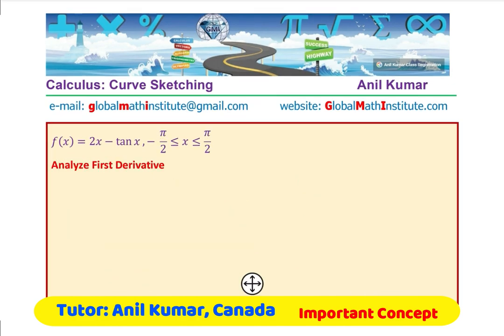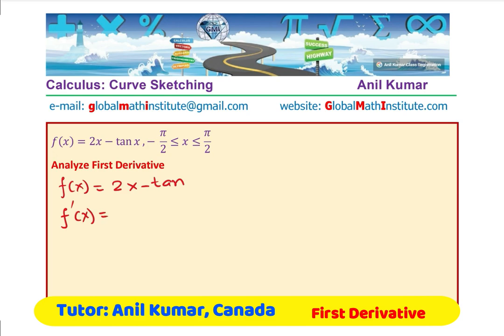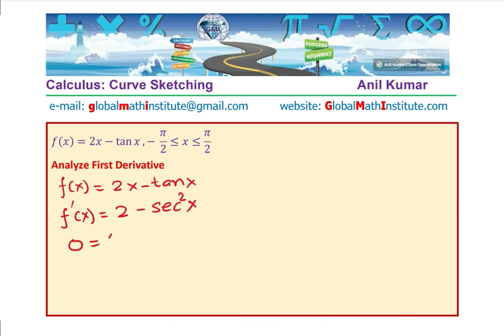Now let us continue with the derivative part and its analysis. Function f of x is 2x minus tan x, and the first derivative of this function is what? Well, derivative of 2x is just 2 and of tan x is secant square x. To find the critical numbers, we are going to equate this to 0, right?